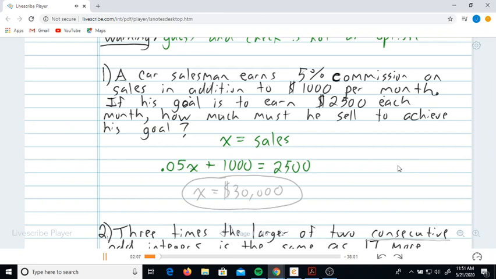So then we go ahead and solve that equation. And really, solving the equation is the easy part. It's coming up with the equation that can be a bit squirrely. So once you solve this equation, all you got to do is subtract 1,000 from both sides and then divide by 0.05. And you get 30,000. So his sales figure needs to reach 30,000 in order for him to get a $2,500 paycheck.